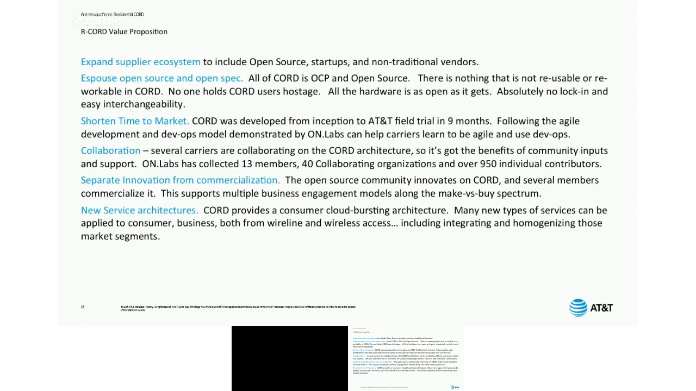And finally, we think that there are also new service architectures. They're beyond just providing the basic internet access, which is what we've done for years and years and years. We think that there are all kinds of new interesting cloud type of applications and opportunities in RCord.